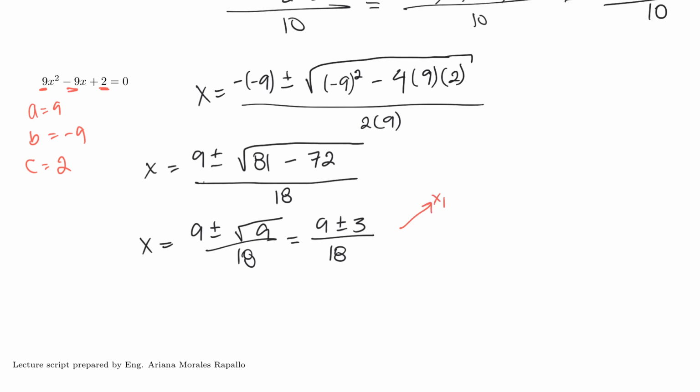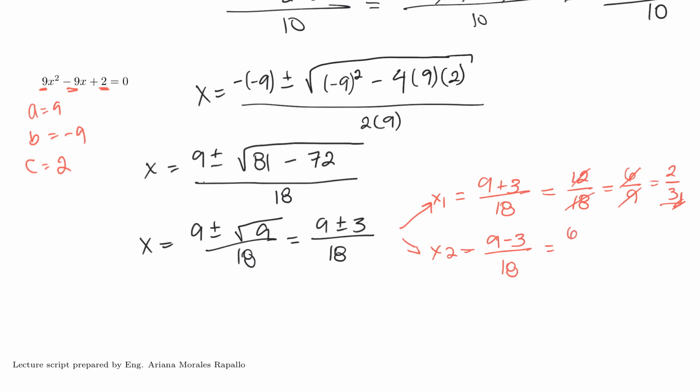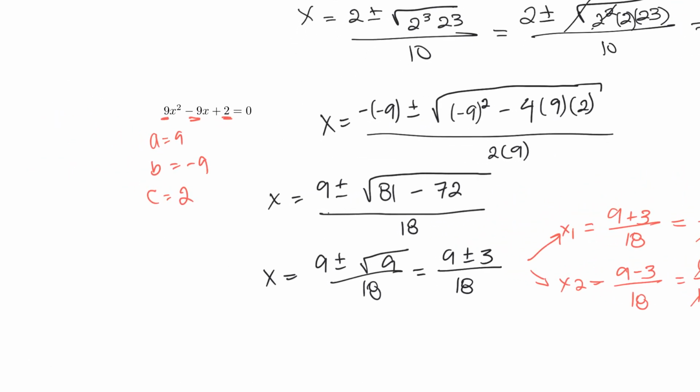We have x1 is equal to 9 plus 3 divided by 18, which is 12 divided by 18, and then we simplify: divided both by 2 will be 6 divided by 9, then divide both by 3, then it's 2 divided by 3. Okay, so this is one solution, 2/3, and the other solution will be 9 minus 3 divided by 18, and this will be equal to 6 divided by 18. We divide both of them by 2, then we have 3 divided by 9, then both of them by 3, and then we get 1/3. So one solution is 2/3 and the other solution is 1/3. These two numbers will make this equation right here be equal to 0.